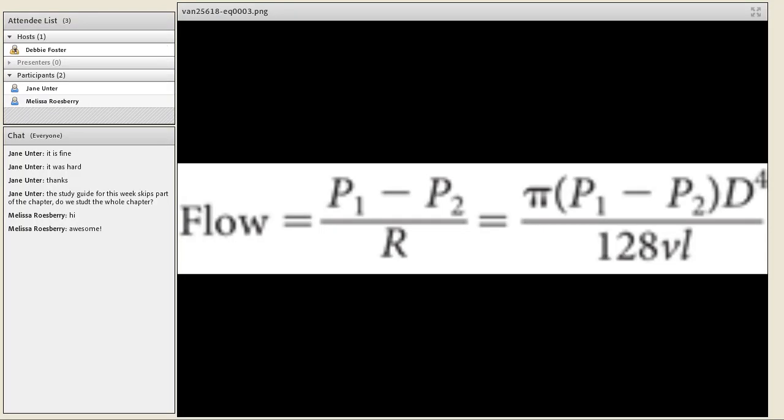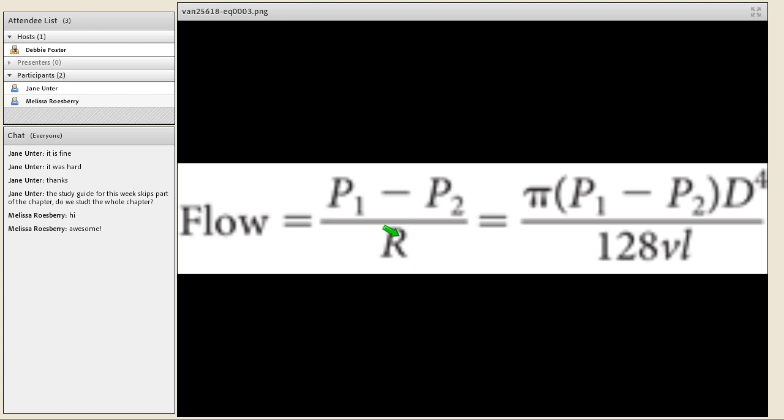I'm sorry about that. So, Poiseuille's law is this: the flow of blood is the difference in pressure over the resistance to flow. Okay? Sorry, I don't remember it being that fuzzy last semester. So, blood flow is dependent upon pressure and resistance.